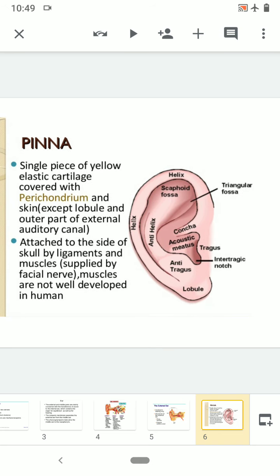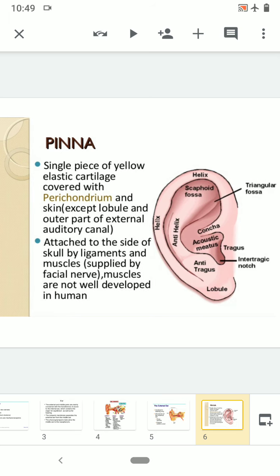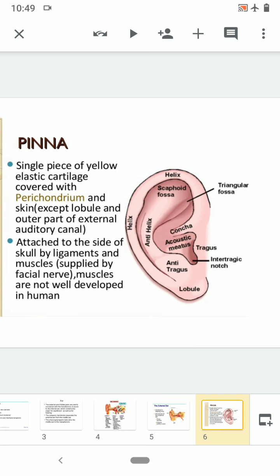The pinna is a piece of yellow elastic cartilage, and this type of cartilage has a perichondrium. Okay, and then there are some parts of the pinna. You have the helix, the antihelix, the concha. This is because of the way the cartilage is folded up and down. And you can also see the tragus, which is the protruding part just above the external acoustic meatus, at the start of the external acoustic meatus.